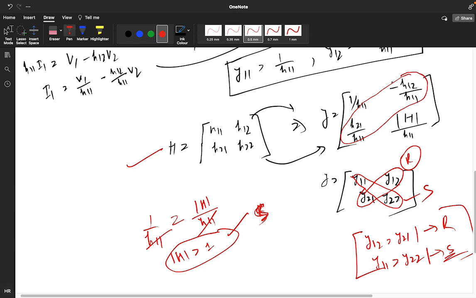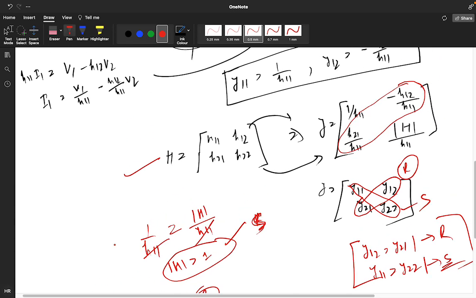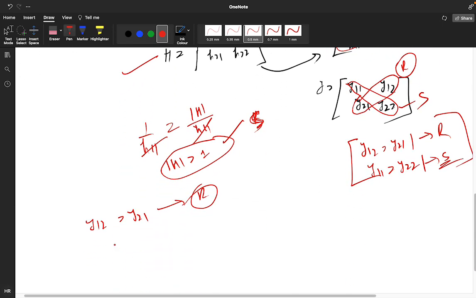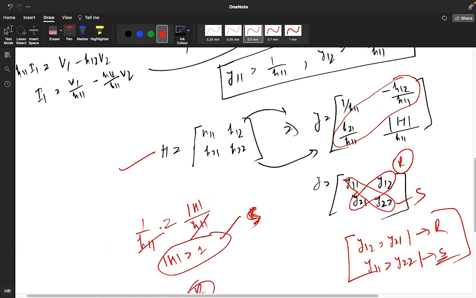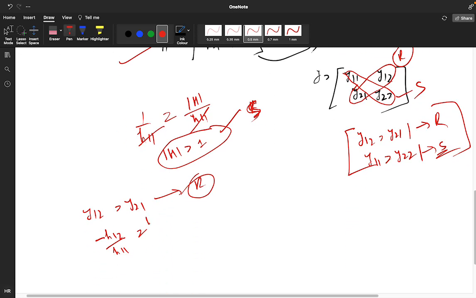I made a mistake here, there is a minus. So y12 is equal to y21 is the condition for reciprocity. What is the value of y12? Minus h12 divided by h11. And y21 is h21 divided by h11. So the h11 gets cancelled out. If minus h12 is equal to h21, that means it is reciprocal.